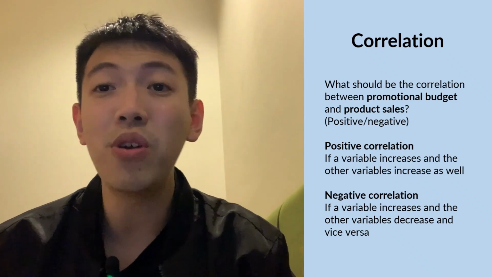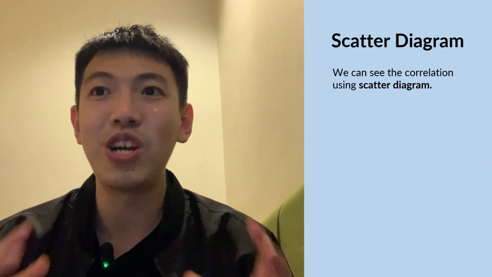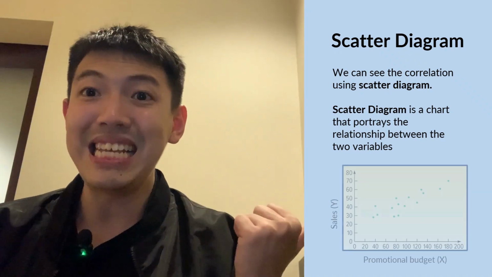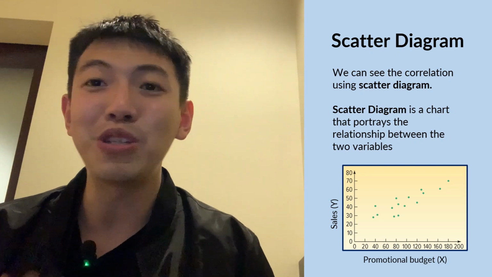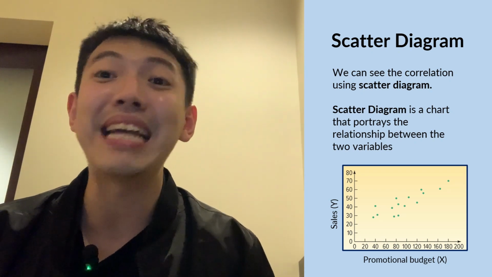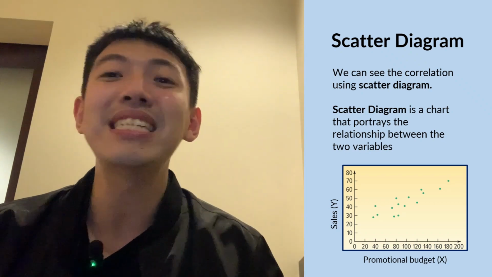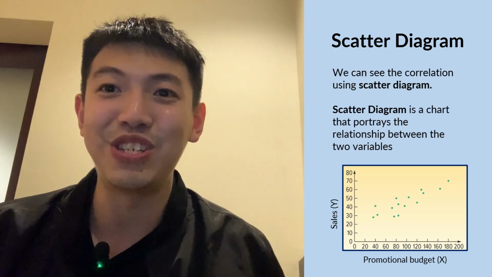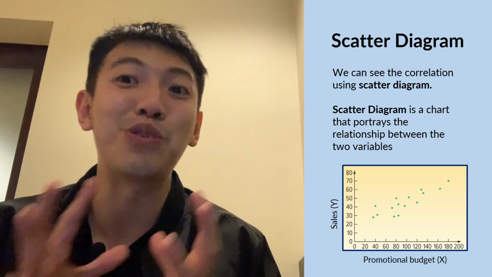A way to know the correlation is using scatter diagram. What is scatter diagram? Scatter diagram is a chart that portrays the relationship between two variables. This is the example of scatter diagram. The first variable is promotional budget and the second variable is the sales. We put the promotional budget in the X while the sales in the Y. We plot all the data in the diagram or in the chart. Therefore, we can see the correlation between promotional budget and also the sales.